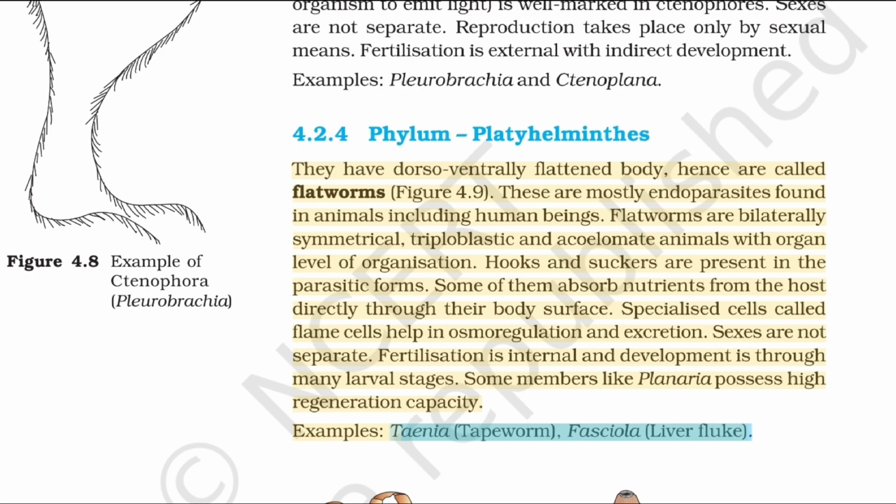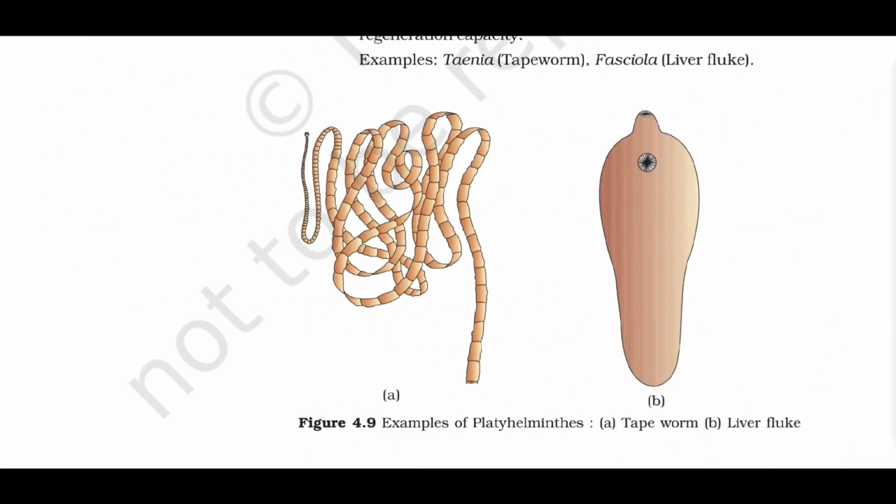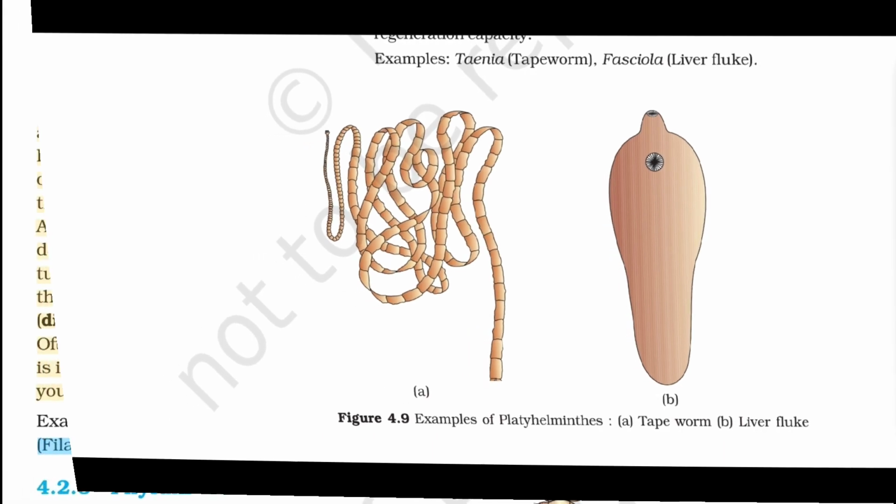4.2.4. Phylum Platyhelminthes. They have dorsoventrally flattened body, hence are called flatworms, figure 4.9. These are mostly endoparasites found in animals including human beings. Flatworms are bilaterally symmetrical, triploblastic and acoelomate animals with organ level of organization. Hooks and suckers are present in the parasitic forms. Some of them absorb nutrients from the host directly through their body surface. Specialized cells called flame cells help in osmoregulation and excretion. Sexes are not separate. Fertilization is internal and development is through many larval stages. Some members like Planaria possess high regeneration capacity. Examples: Taenia, tapeworm, Fasciola, liver fluke.